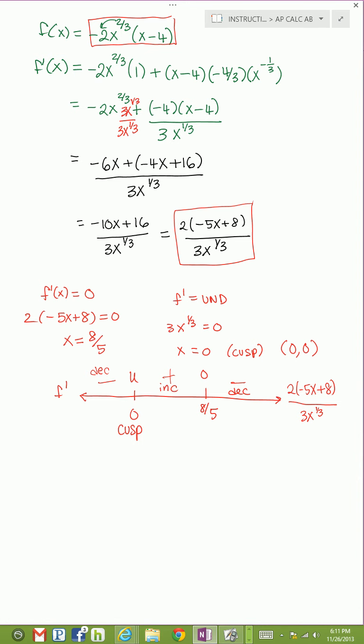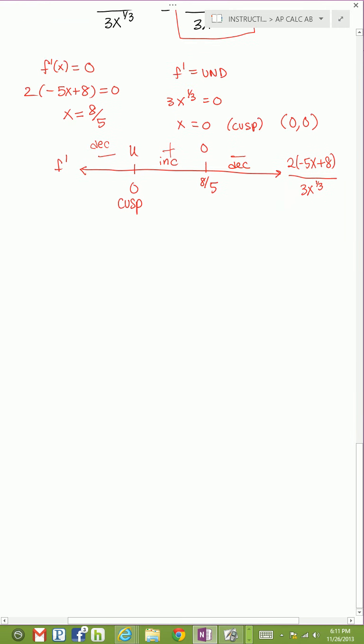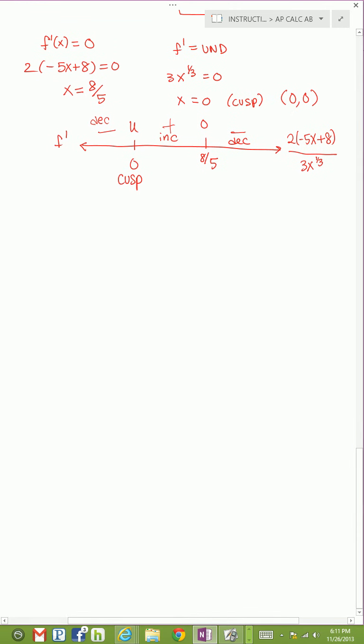Then I want to go and do f double prime. So let's go back and make sure I have my f double prime. Well, first let's start by writing out f prime. So if you remember, f prime of x was 2 times negative 5x plus 8 all over 3x to the 1/3, and that's if I didn't make any mistakes. I'm actually going to multiply the numerator back out, and the reason I'm doing that is because it actually makes it easier to find the derivative. So when I do my second derivative, I'll do a quotient rule.